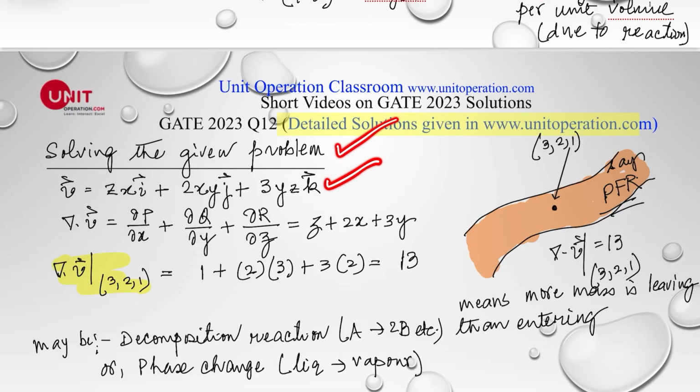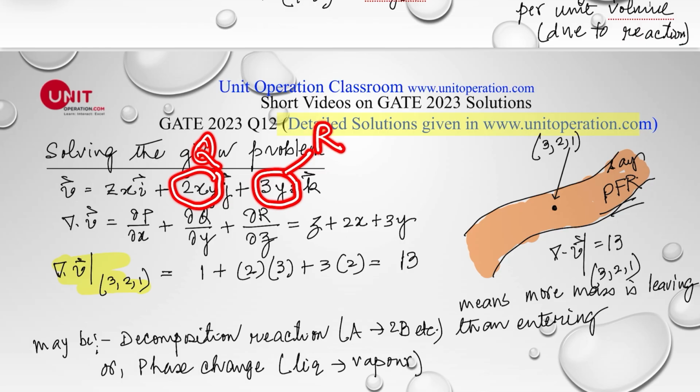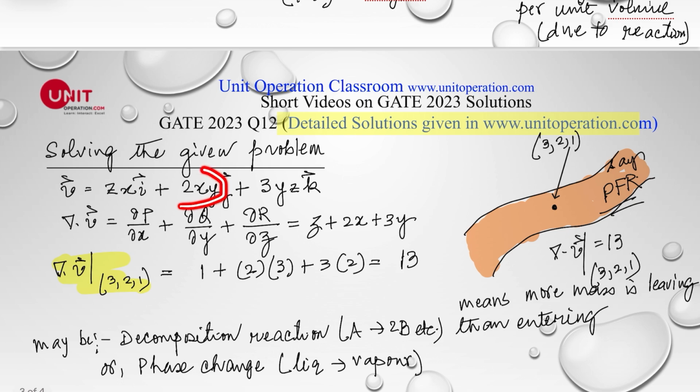This is the vector given, and as we say, by definition, the divergence of this particular vector is given by this one right here, and this is of course my P, this of course is my Q, and this of course is my R, right? If we take the derivative with respect to x, we get z. If we take the derivative with respect to y, we get 2x. If we take the derivative of this one with respect to z, we get 3y, and we put these values, we get the value of 13.